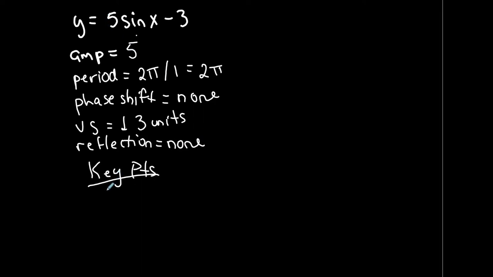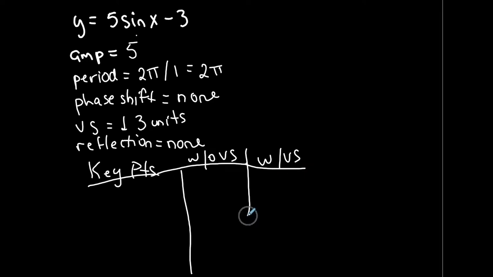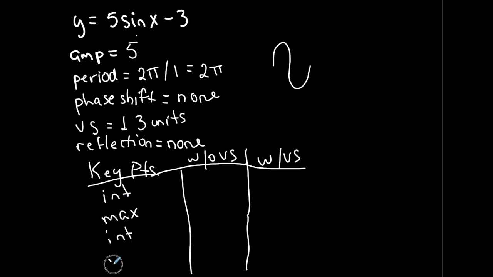Now, with your key points, some of you will be able to go straight to the graph, but I'm going to show you the key points. We're going to find the actual ordered pairs of the key points. We'll start without the vertical shift, and then we'll do it with the vertical shift, just to make it easier, and then hopefully later on you'll be able to do it straight into the vertical shift. Now, for a sine wave, we know that it looks like this, like the snake. So it goes from an intercept to a max, back to an intercept, down to a min, and then back to an intercept. Running out of space. Intercept, max, intercept, min, intercept.